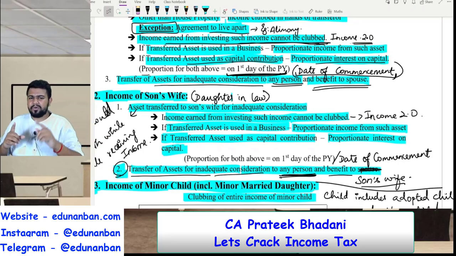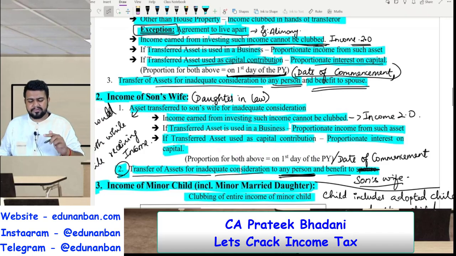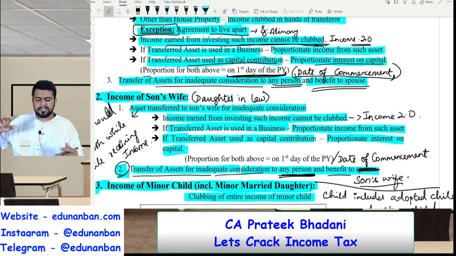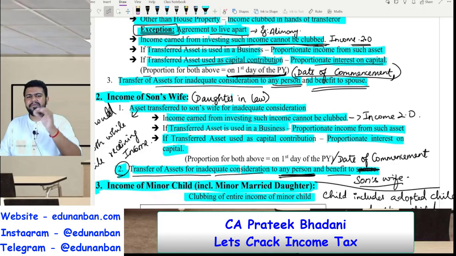Income is received by whom? By my wife, but tax is paid by whom? Tax is paid by me. So if there is a transfer of asset for inadequate consideration to any other person other than the spouse, and income or any benefit is received by the spouse, then the income will be clubbed in the hands of the transferor.